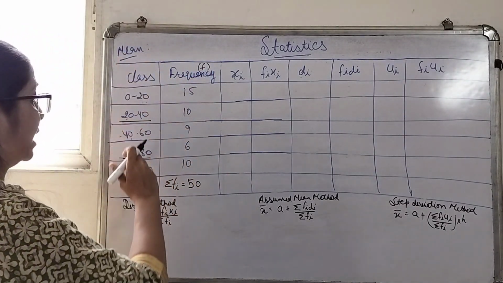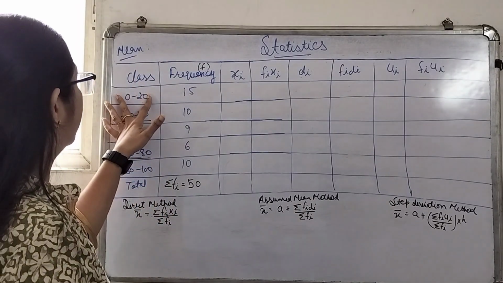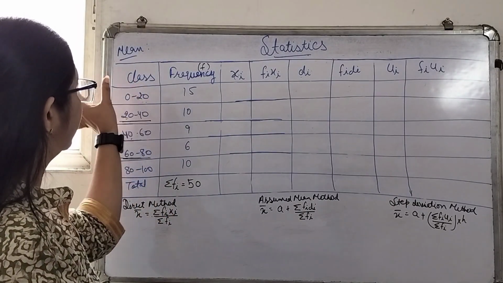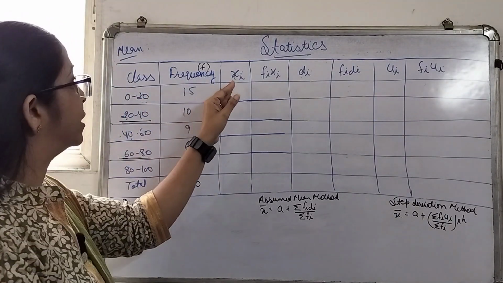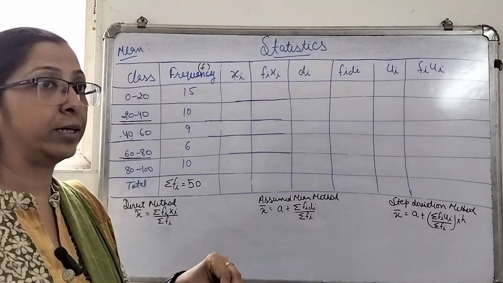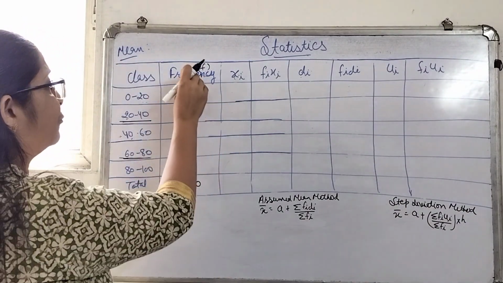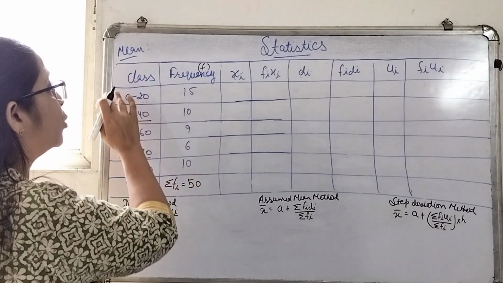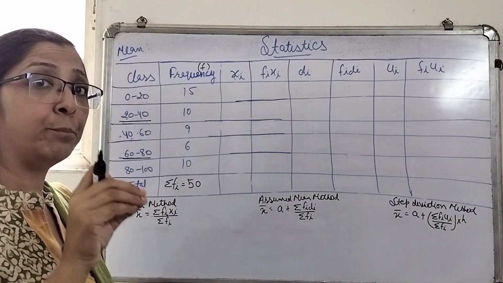Now this is your class mark, or you can say these are the marks basically. Now we can't calculate with this class interval only. So we want a point where we can assume that this whole class interval is centered at this point. We are assuming that the frequency of the whole class interval is centered around its center. That is your midpoint.